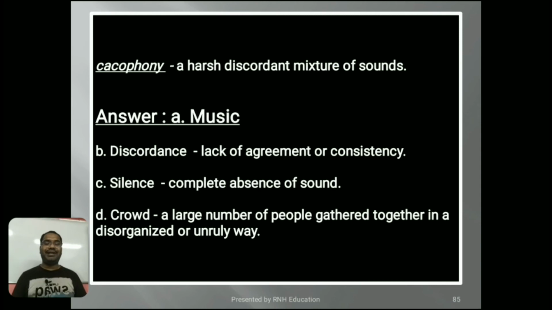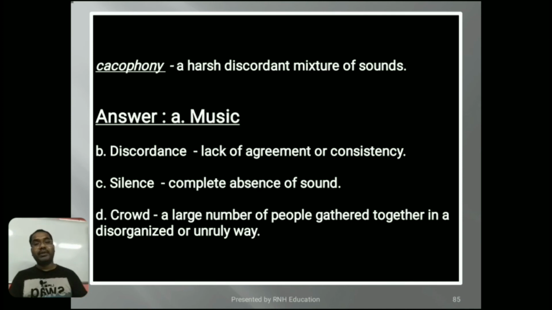At first, take the word cacophony. Cacophony means a harsh, discordant mixture of sound. That is called cacophony. So the right opposite word should be music. And the other three options were: discordance, that means lack of agreement or consistency. Option C was silence, that means complete absence of sound, and option D was crowd, that means a large number of people gathered together in a disorganized or unruly way, that is called crowd. So the right opposite word should be music.